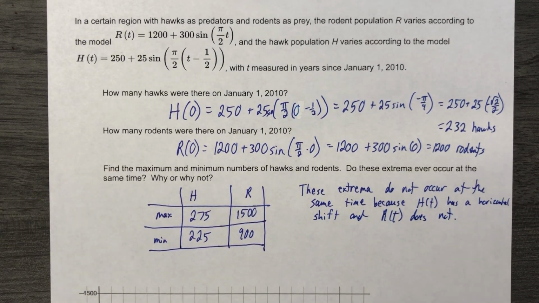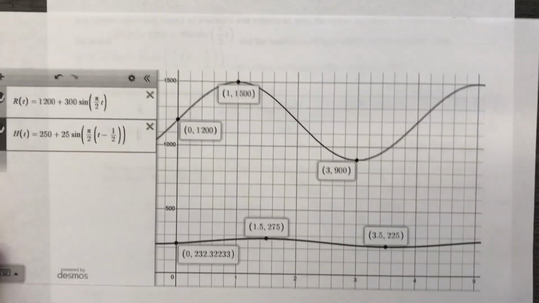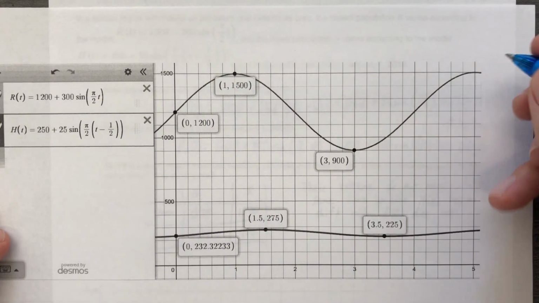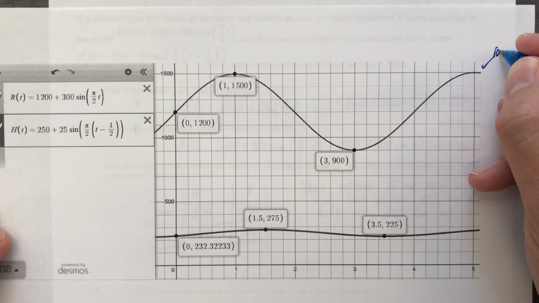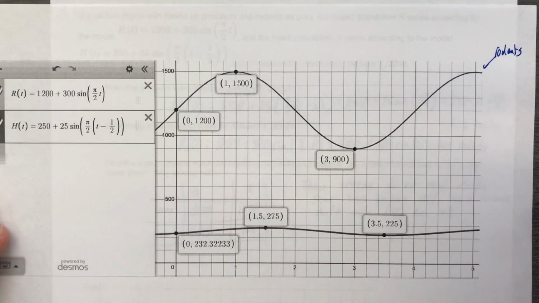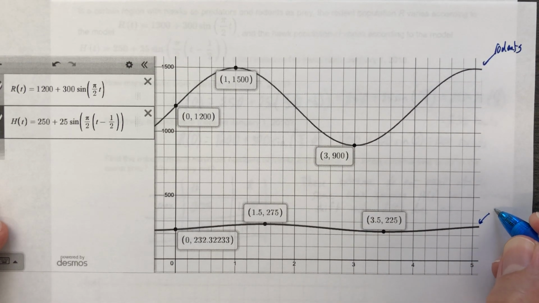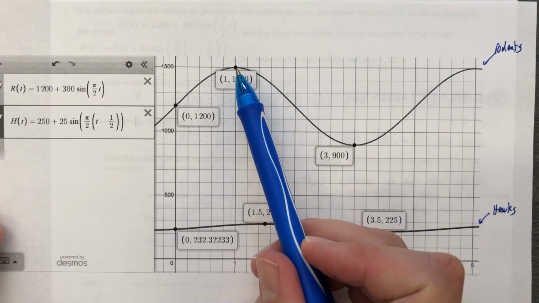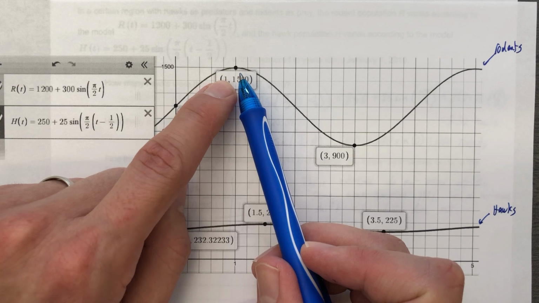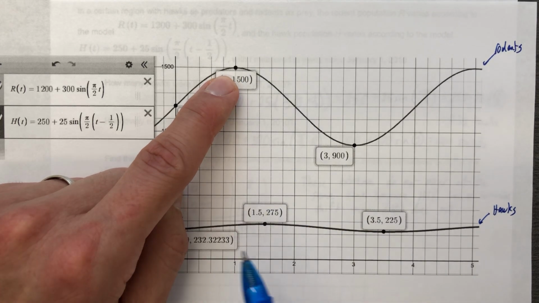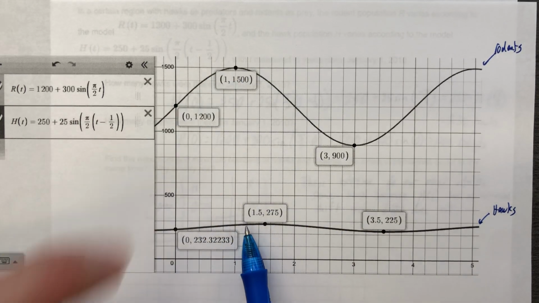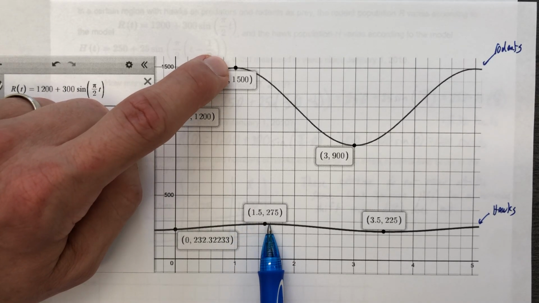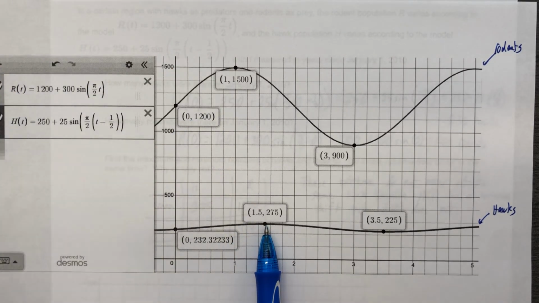Here is the biological reason. This is really neat. Look at the graphs. We have a whole lot of rodents up here. I did this on the other graph, but now we have numbers on this one, and this is going to be hawks. When I have a whole lot of rodents, then the hawks have a whole lot to eat. So they start eating, and they eat more. Their population increases because they have an abundance of resources.